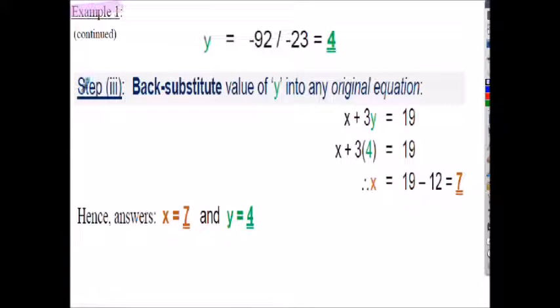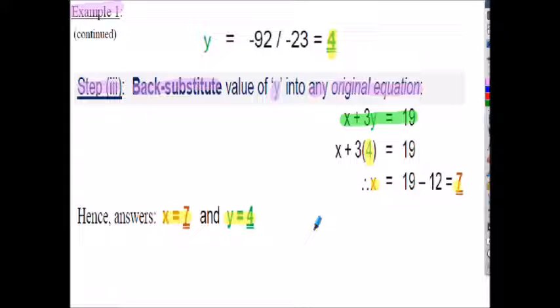Example 1 continued. Our third step in this case is to back substitute the value of y into any of the original equations. It doesn't matter which one, whichever we think is most convenient here. I'm going to use the x plus 3y is equal to 19 equation. So all I'm going to do now is put the value of y, which is 4 shown above, into that equation and then solve. So x plus 12 is equal to 19, and then rearranging, x is equal to 7 in this case. So our final answers will be x is equal to 7 and y is equal to 4.